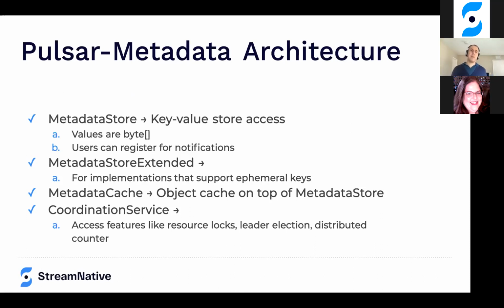On top of this raw byte array implementation API, there is also a metadata cache. Once you have a metadata store, you can create a metadata cache, and that cache will cache objects that are stored in the metadata store. Also, with an extended metadata store, you can create a coordination service. The coordination service has ResourceLock, LeaderElection, and distributed counter features. This is the main breakdown here.